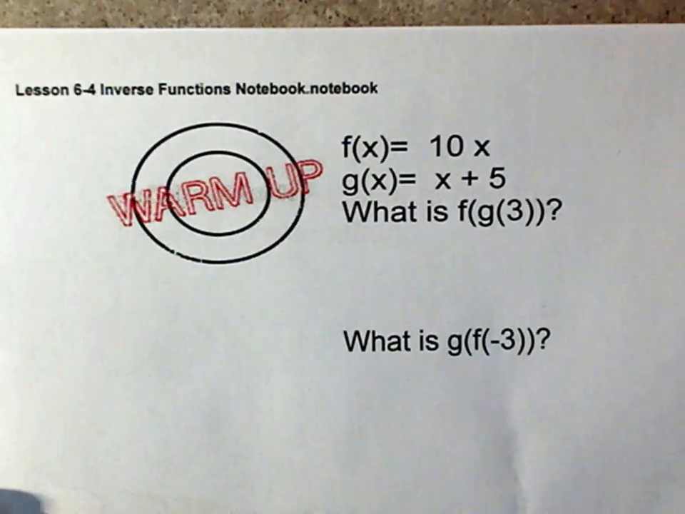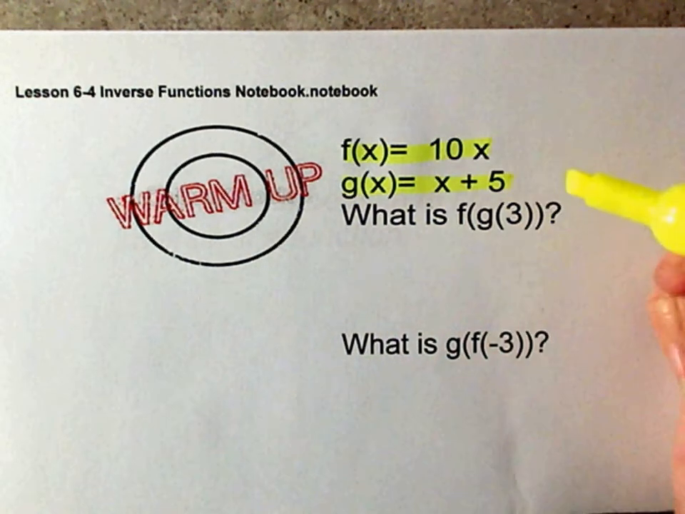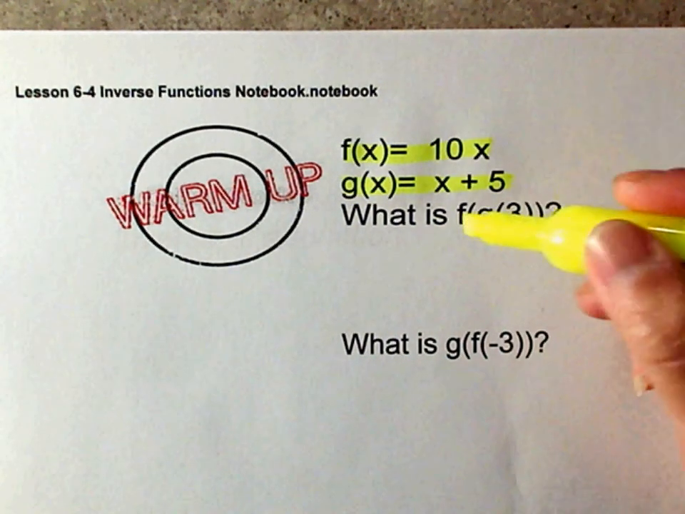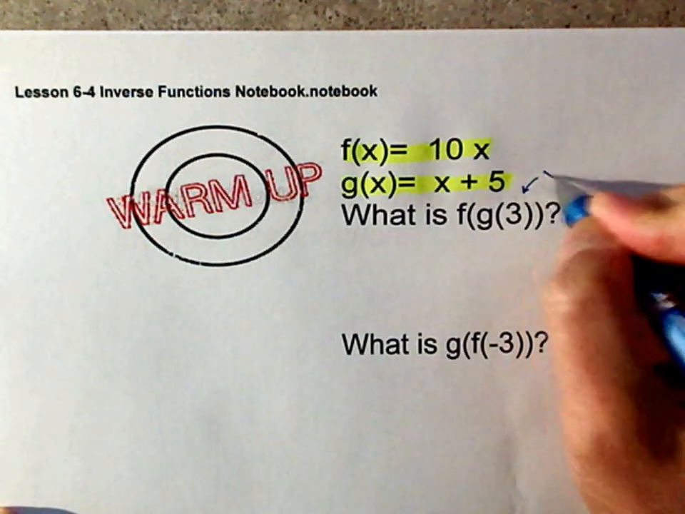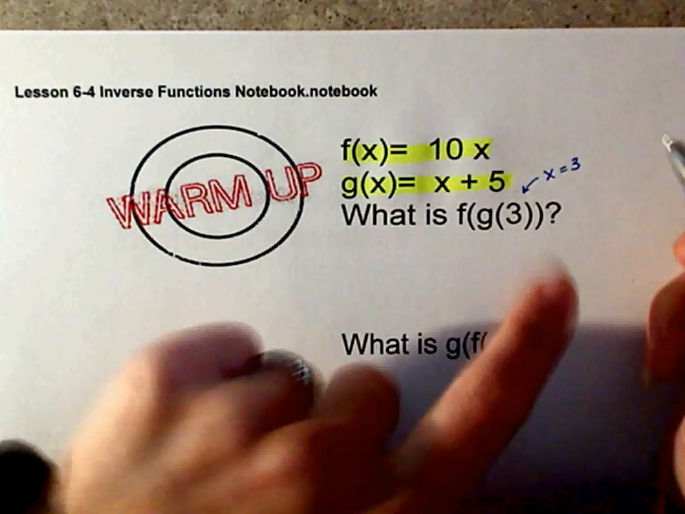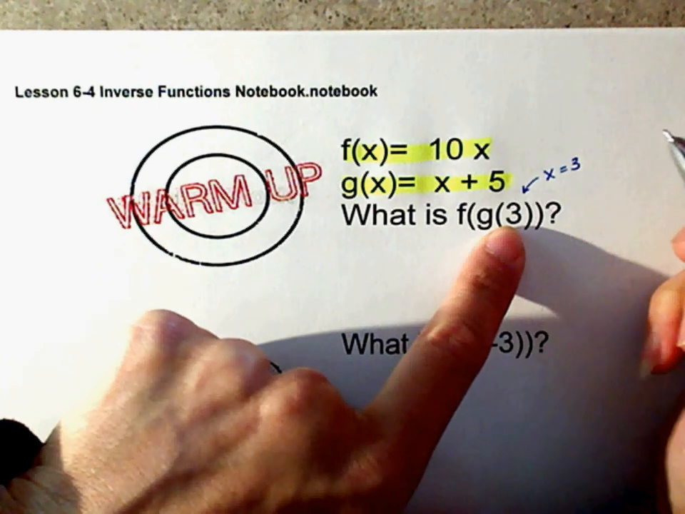So let's go back and look at the warm-up so you can remember how to complete this assignment. That is 6-1. You are given the following functions: f of x is equal to 10x and g of x is x plus 5. So you have two functions, and the question says, what is f of g of 3? So you have a value for x. That x is now a 3.